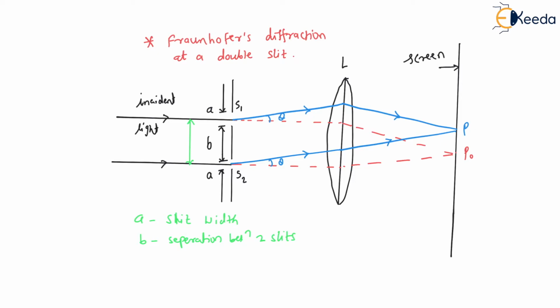Now see, the middle one is b, and as S1 and S2 are the midpoints of the slits, this particular distance will be a by 2 because it is a midpoint. Whole width is a, so this one will be a by 2. Again on this side, that will be a by 2. So a by 2 plus a by 2 will be a, and this middle part will be b. So the distance between S1 and S2 will be a plus b. So a plus b is the distance between S1 and S2. Here we can write S1S2 is equal to a plus b.